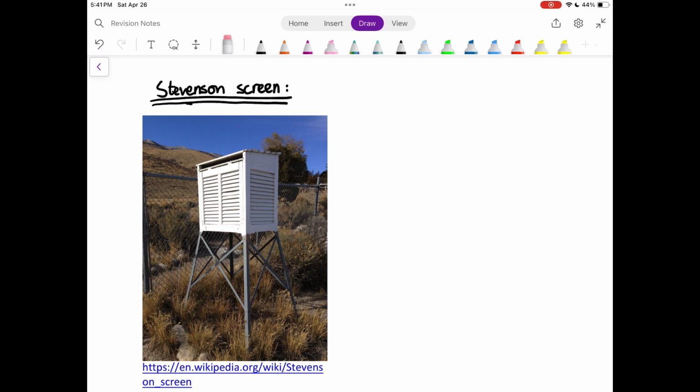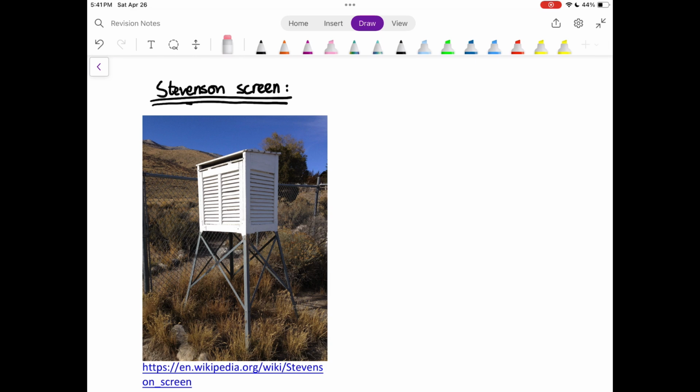This is an instrument box that contains weather instruments such as thermometers and hygrometers, which we'll go into in further detail later on in this video. But what you need to know is that this box is used to store weather equipment, and it keeps a controlled environment for them to measure different weather elements such as the temperature or the humidity of the area. So what you need to know about the Stevenson screen are the characteristics it has to aid in collecting weather data.